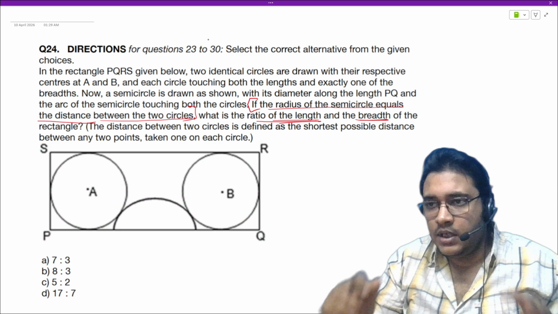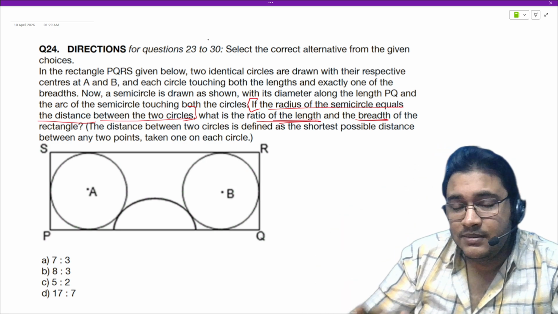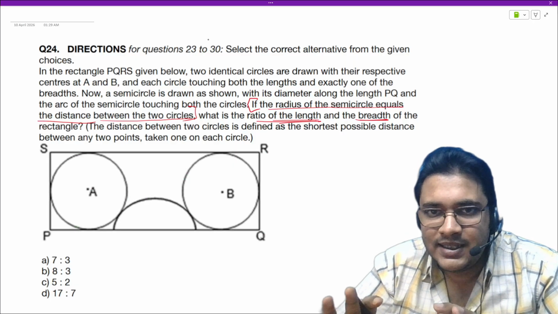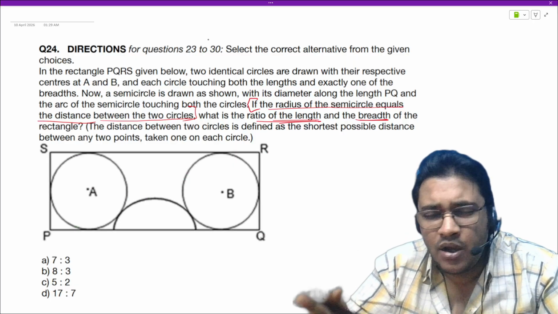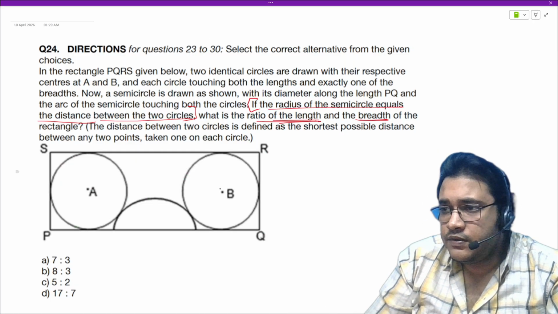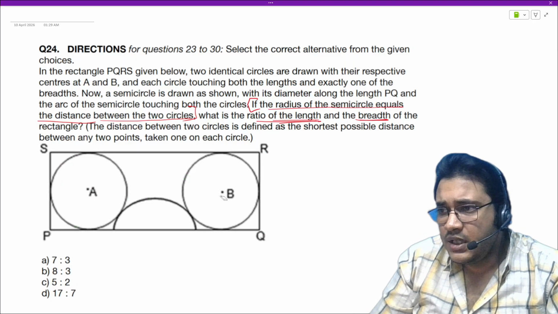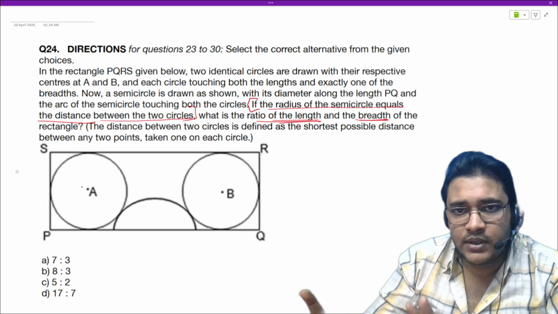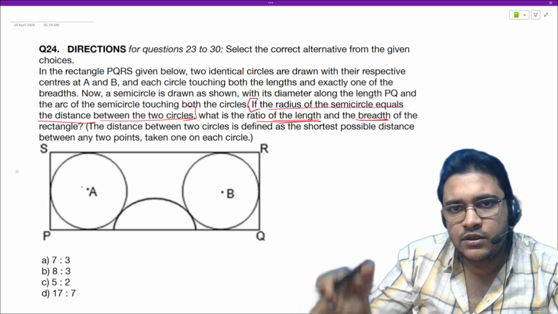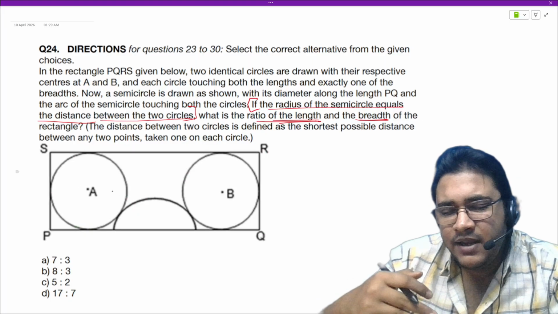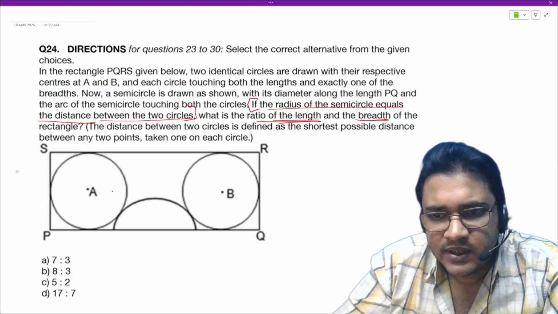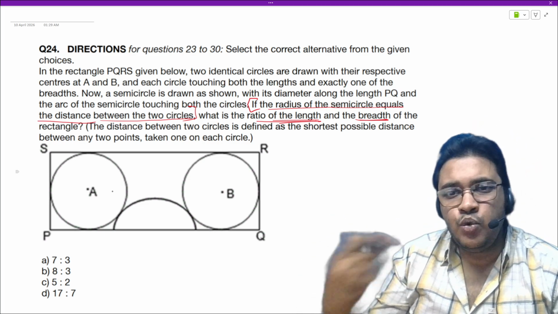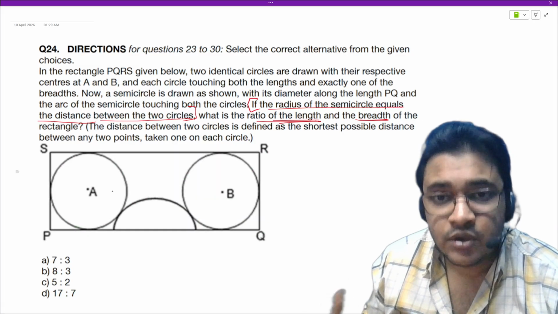What I would like all of you to understand is the symmetrical figure. Why am I saying symmetrical? Circles, identical circles, semicircle, rectangle, all of these are symmetrical figures. So first, let's understand what it is that we need to calculate. We need to calculate the length and the breadth of the rectangle. In order to do that, I would assume some values for the radius. For example, the radius of the identical big circles, I would assume to be 1 unit, 2 units, 3 units, depending upon what fits my bill.